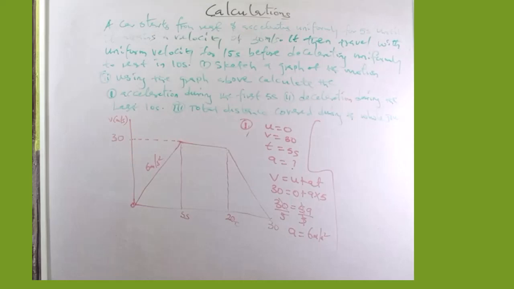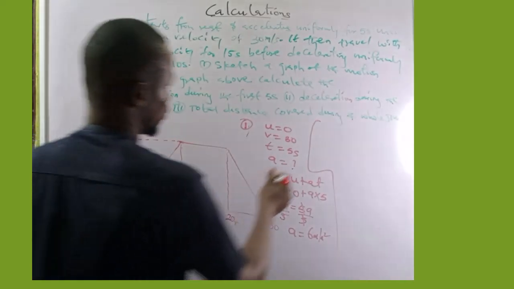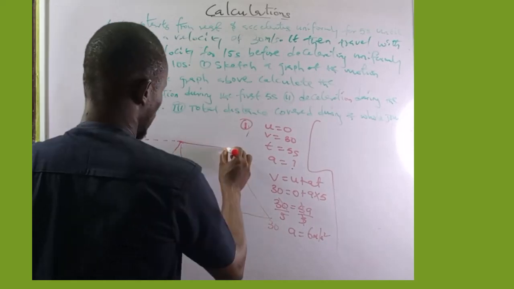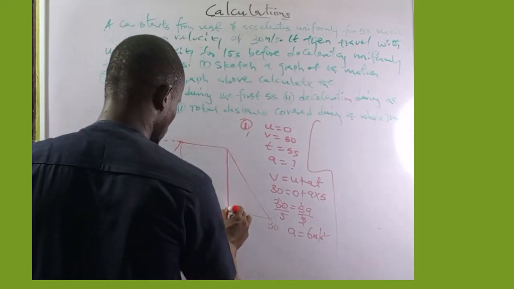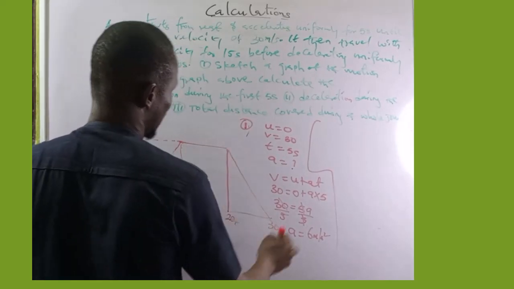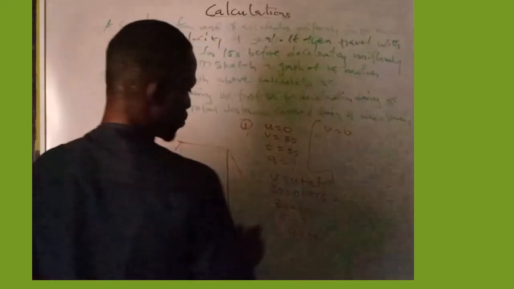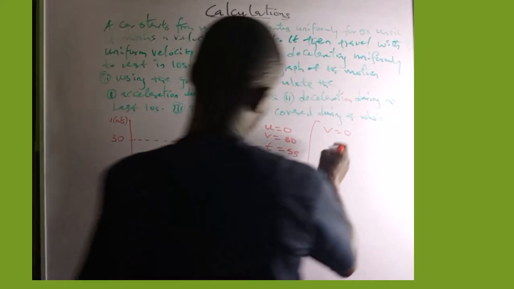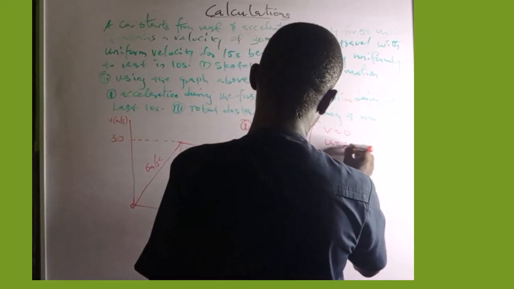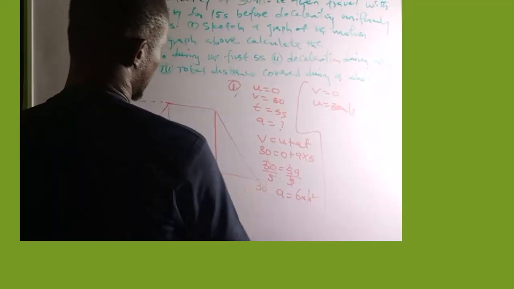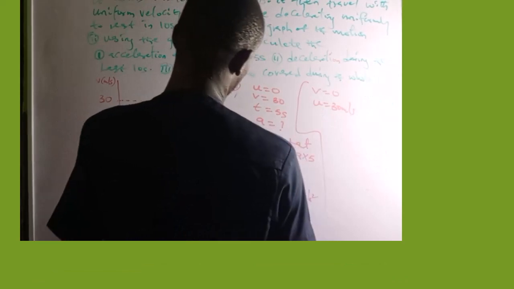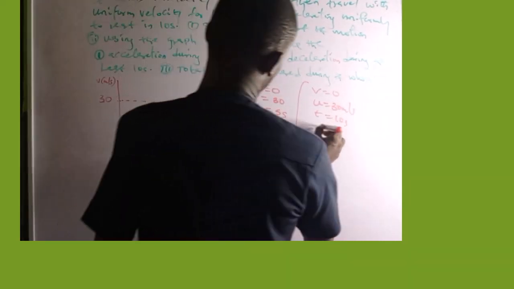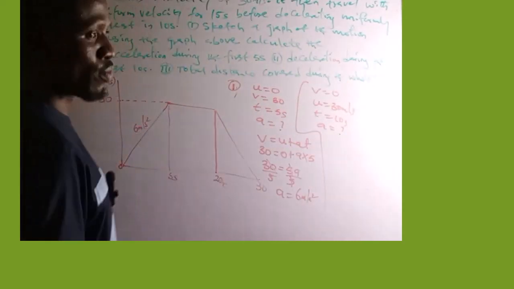Deceleration during the last 10 seconds of the motion. The last 10 seconds of the motion before it comes to rest. When a body comes to rest, final velocity is 0, is it not? So V is equal to 0. Then what is the velocity? The velocity is 30 meters per second. From here to here, what is the time? Time is 20 to 30, that is 10, the last 10 seconds of the motion. Calculate the acceleration, that is the deceleration.